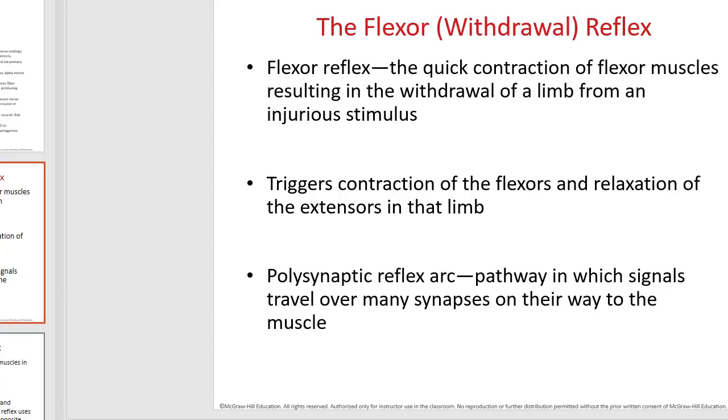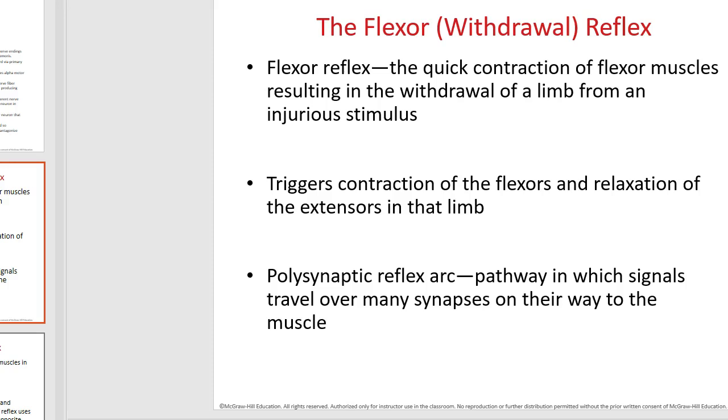Now the next stretch reflex is called the flexor or the withdrawal reflex. All of us have had this happen. The flexor reflex is the quick contraction of flexor muscles resulting in the withdrawal of a limb from an injurious stimulus. What that means, if you've ever walked in the middle of the night to go to the bathroom and you've stepped on a Polly Pocket, which was the one that did me in, any kind of Lego or any kind of toy, you instantly drew your foot up from whatever that pain stimulus was.